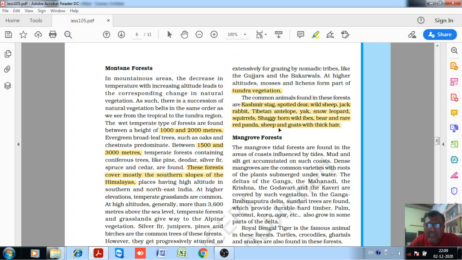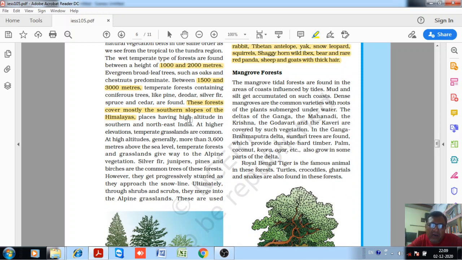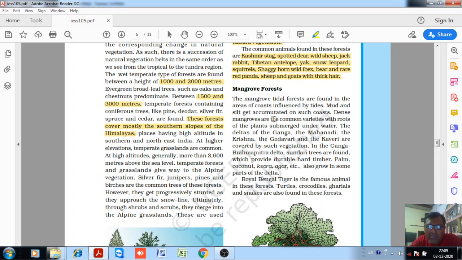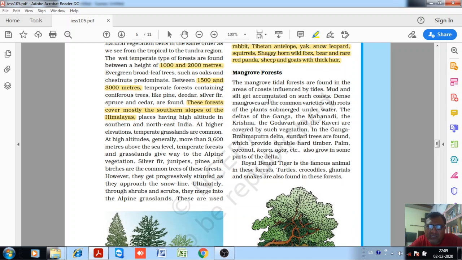So in this sense we can understand the mountain forests. We can easily write 1 mark, 3 mark and 5 mark questions out of this content. You have to remember the most important 5 points. So the last one is mangrove forest.